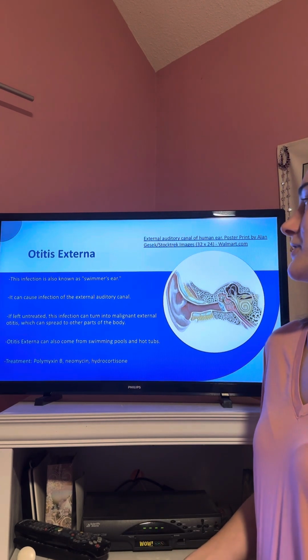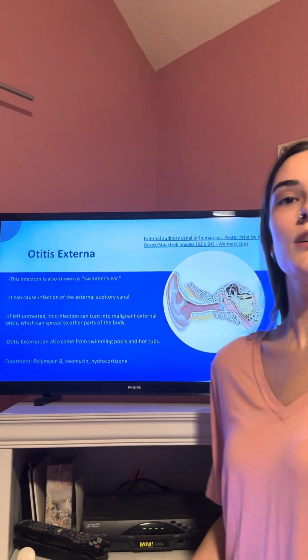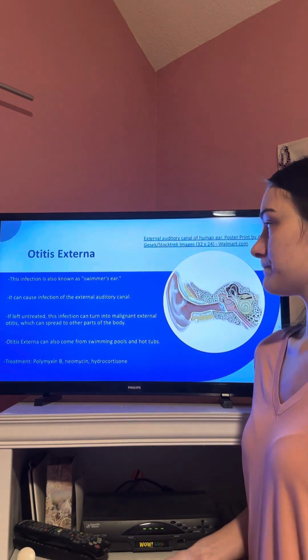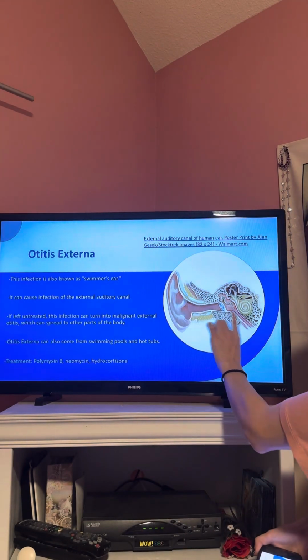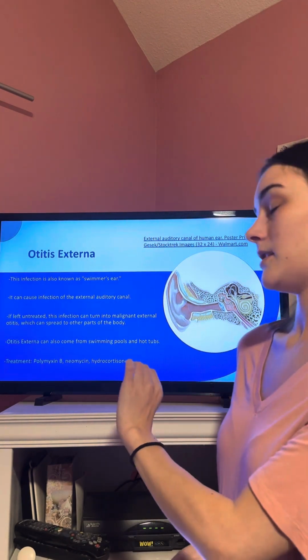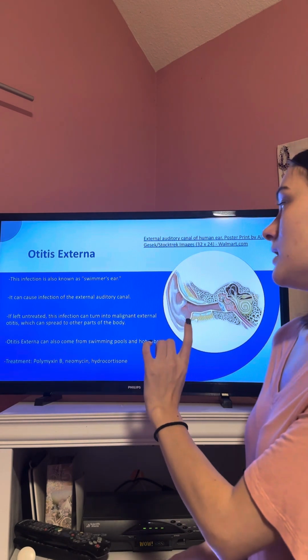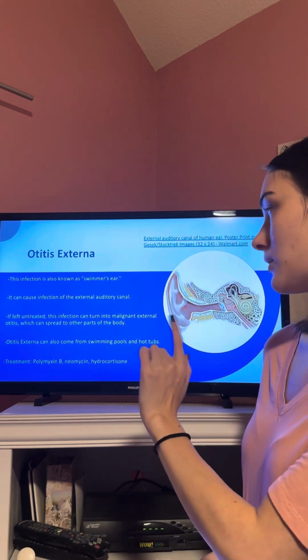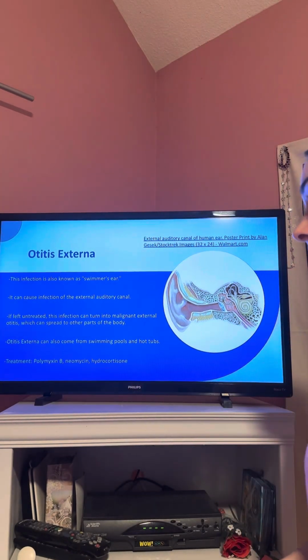Yes, this infection is also known as swimmer's ear. I'm sure we have all heard of this, especially when we were little, when we would go to the pool with our parents. It can cause infection of the external auditory canal. If left untreated, this is very important, it can cause more serious problems like malignant external otitis, which can spread to other parts of the body and cause more infection.